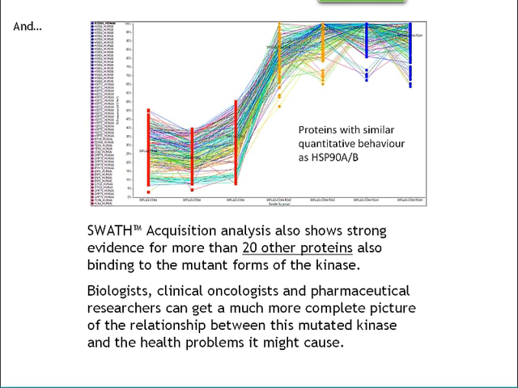So this gives biologists, clinical oncologists, and people involved in making pills a much better picture of the mechanistic action of what the mutation does. So instead of just having a genetic idea that these cancers are associated with that gene mutation, you now might have a mechanistic cause. So that's the first story.